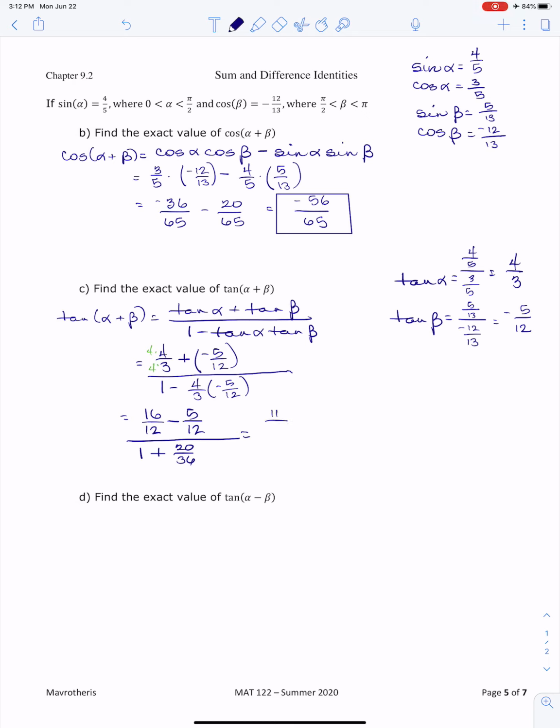Okay, so let's see what we got here. I got 11/12 divided by, I can change 1 to 36/36. We add those and get 56/36. 11/12 divided by 56/36 is 11/12 times 36/56. I'm going to reduce what I can, just so this is something that I can do in my head. We've got 33, 11 times 3 is 33, over 56. And there's our tangent of alpha plus beta.